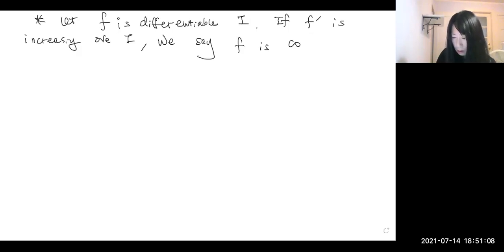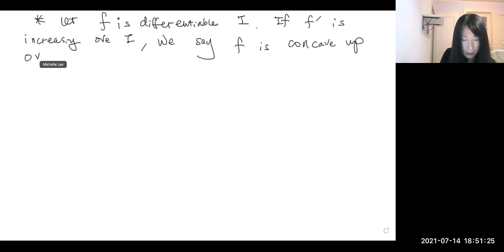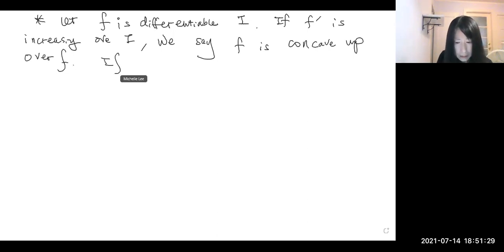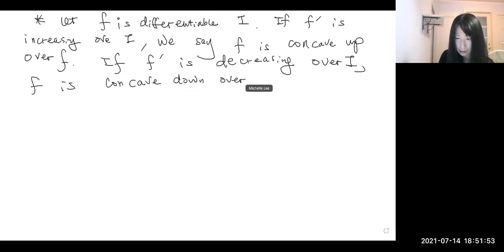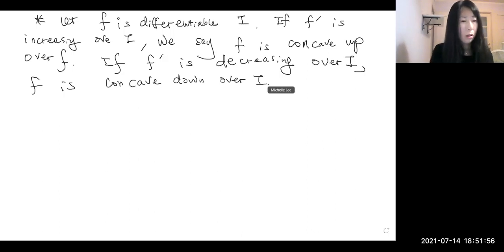Okay. Can I write down? Concave down over I: if f prime is decreasing over I, then we say that f is concave down over I. Okay, all right.